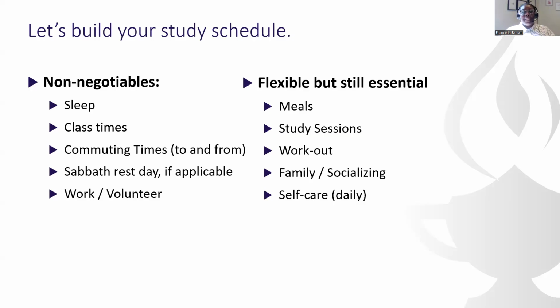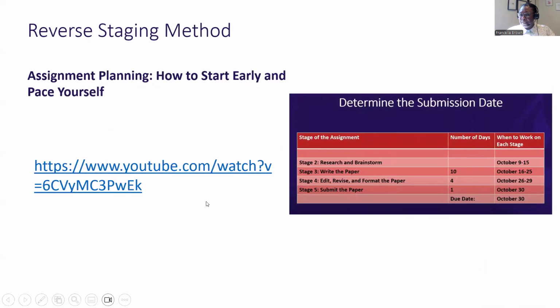And then there are those still essential things, but it's flexible, as in we can move it around our schedule. So things like meals, study sessions, working out, your physical well-being, family and socializing, and daily self-care. We want to make sure that we are focusing on those things, but if we have to move them around to accommodate the hardcore non-negotiables, we can do that. Okay, so I'll bring this up a little bit later on.